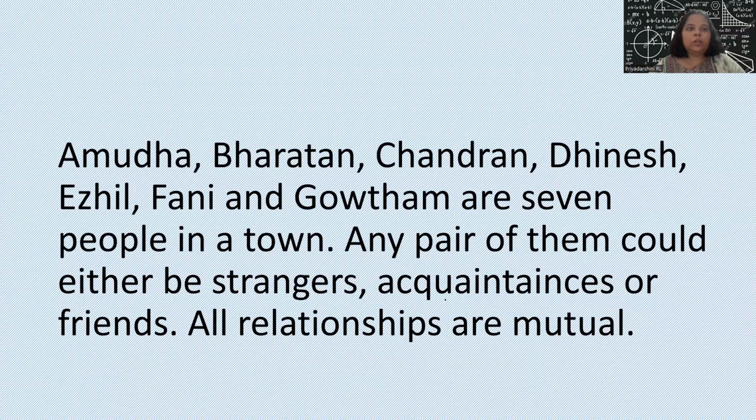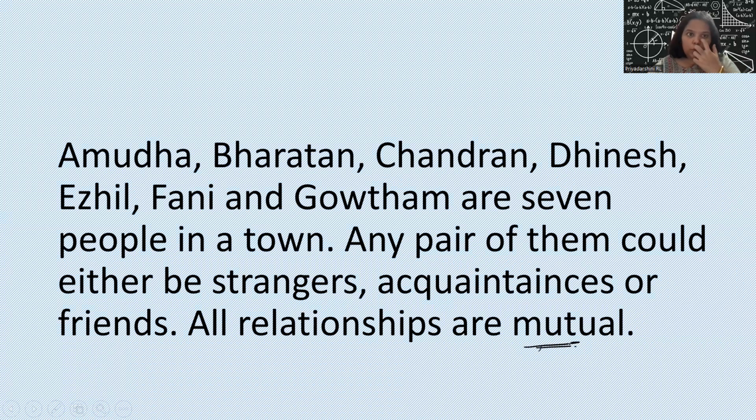Amudha, Bharatan, Chandran, Dinesh, Elil, Pani, and Gautam are 7 people in a town. Any pair of them could either be strangers, acquaintances, or friends. All relationships are mutual. So Amudha and Bharatan can be friends, strangers, or acquaintances. And if Amudha is a friend to Bharatan, Bharatan will be a friend to Amudha. That is what they are saying through mutual relationship.